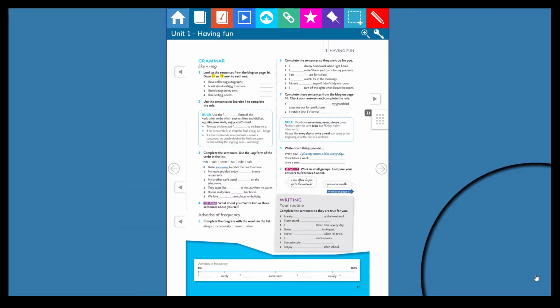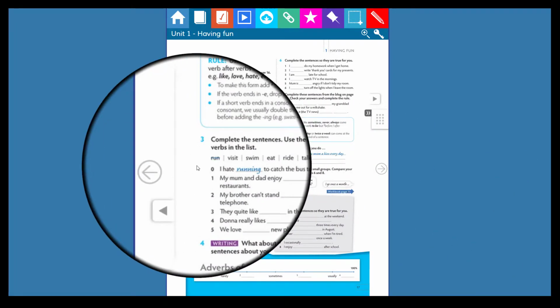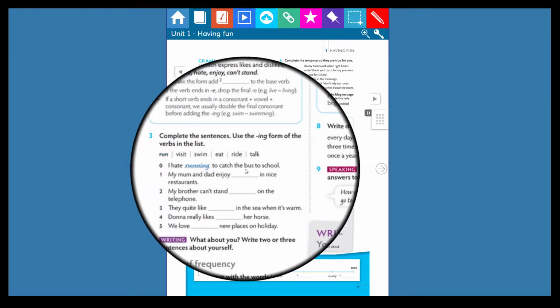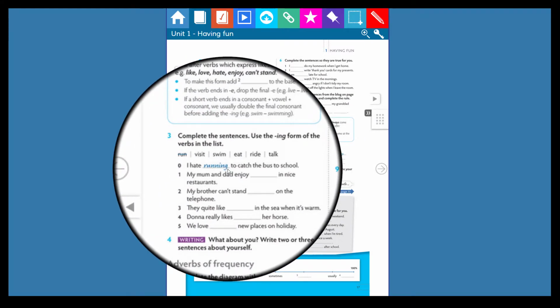Did you finish? Very good. So now let's check the activity then. Number 0, let's read the example. I hate running to catch the bus to school. I hate running. Remember that the verb run, we're going to double the last letter of the verb.